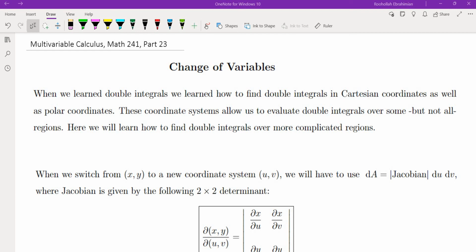Hello, this is the 23rd video on my multivariable calculus. In this video, we're going to talk about change of variables. We have learned before how to do double integrals in Cartesian coordinates as well as polar coordinates. In this video, we're going to talk about how to switch from Cartesian coordinates to a completely arbitrary coordinate system.